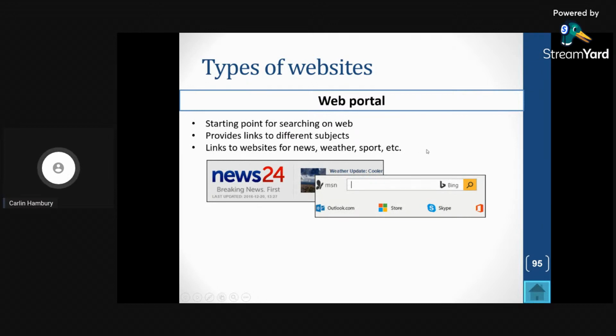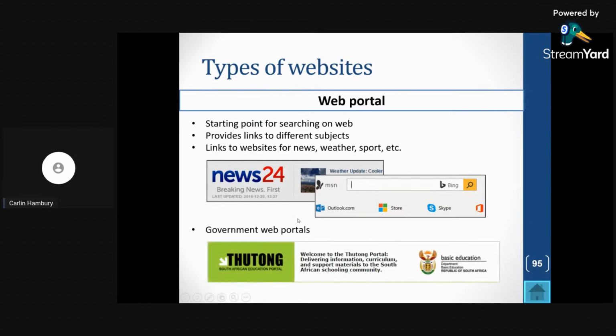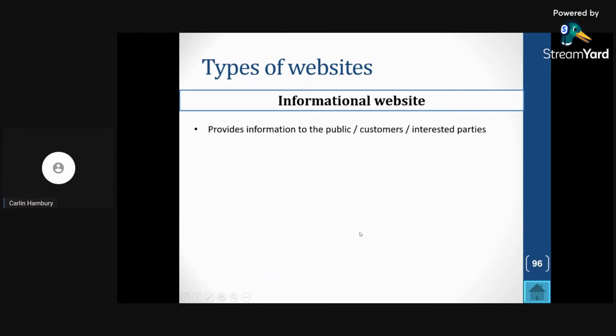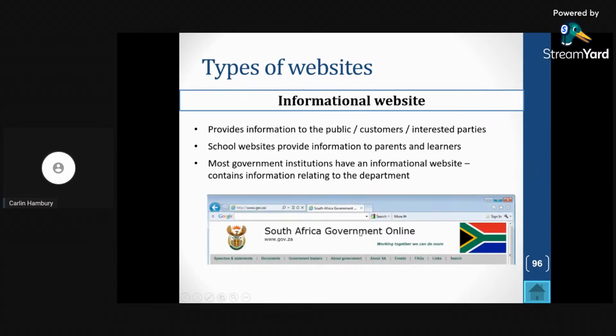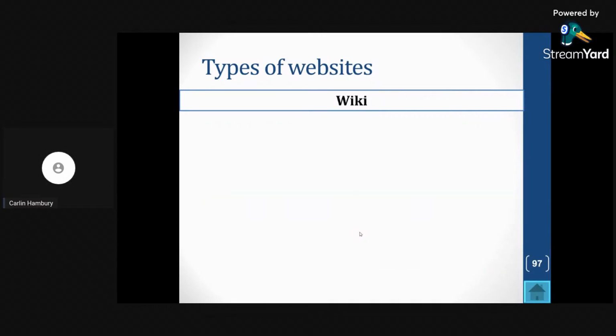Then we have web portals. This is the starting point for searching on the web. It provides links to different subjects. So if you go to News 24, it'll give you a whole lot of info, plus a search bar where you can go and search for information. MSN and Yahoo all do that as well. You even have government web portals. Then you have informational websites, like your government website, just providing you with a lot of information.